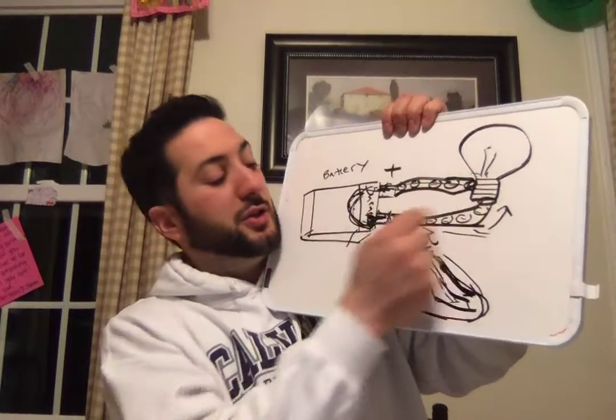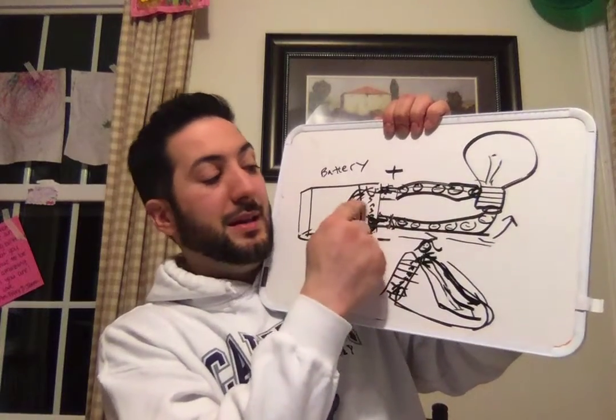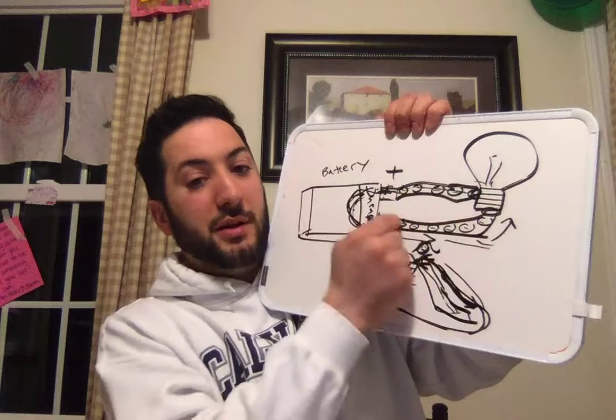Next, you have electrical energy. Electrical energy is the movement of electrons. So this part is electrical energy. This part is chemical energy, and this part is electrical energy, the movement of electrons.